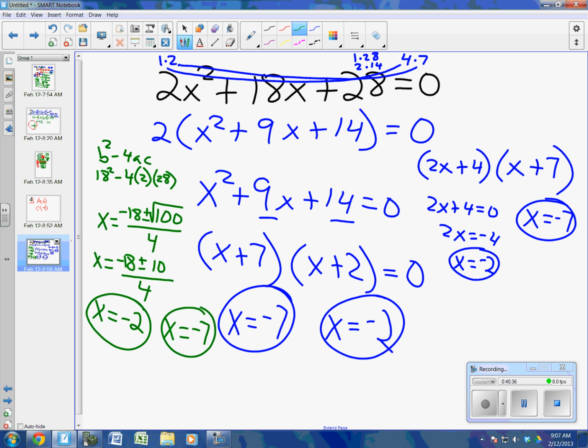Quadratic. We did it two different ways: factoring. And then we did it one way on the quadratic. Okay, how many of you use both? Good job to check it. Good job.